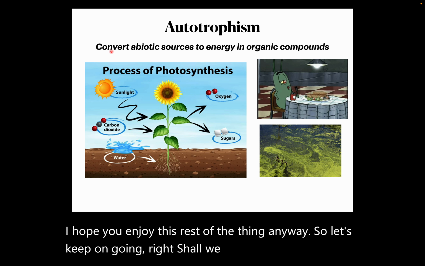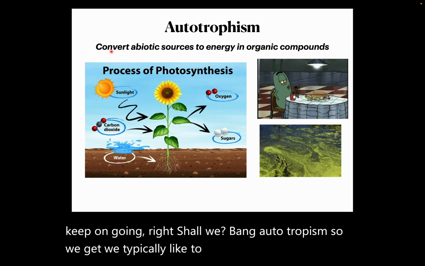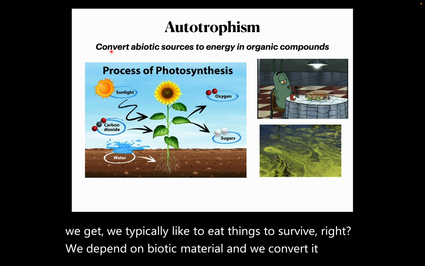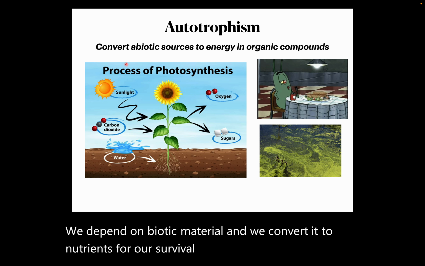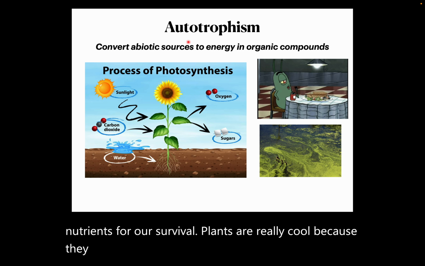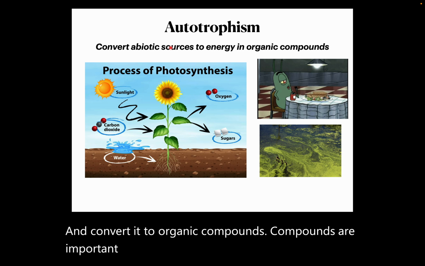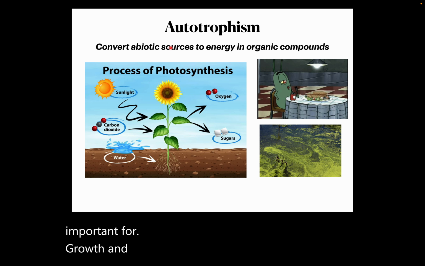Autotrophism. So we typically like to eat things to survive, right? We depend on biotic material and we convert it to nutrients for our survival. Plants are really cool because they take abiotic sources of energy, so non-living sources of energy, and convert it to organic compounds that are important for growth and maintenance of said organism.